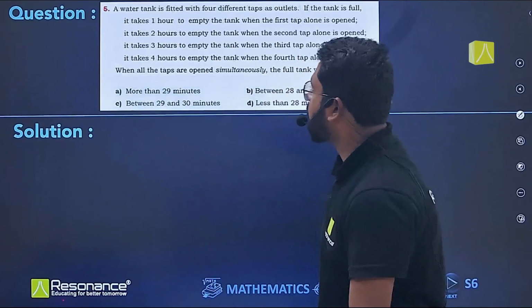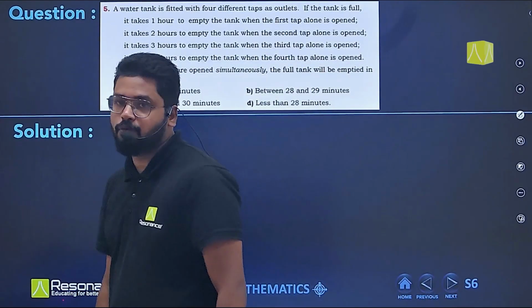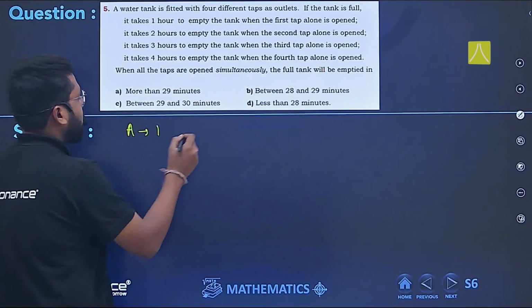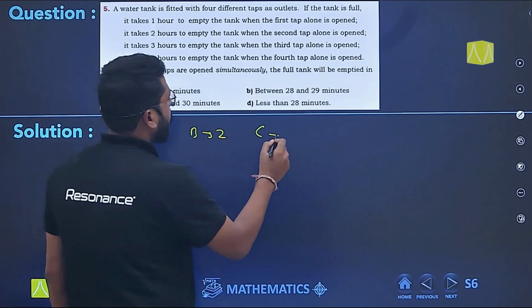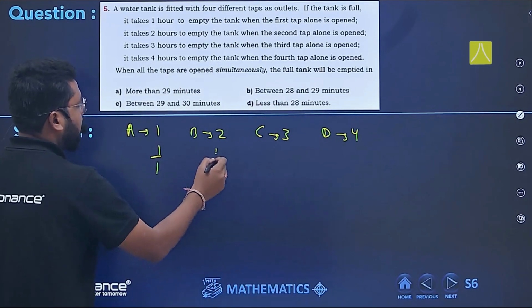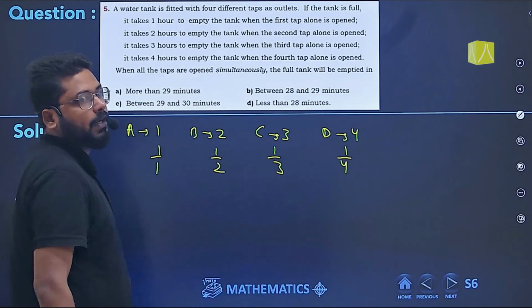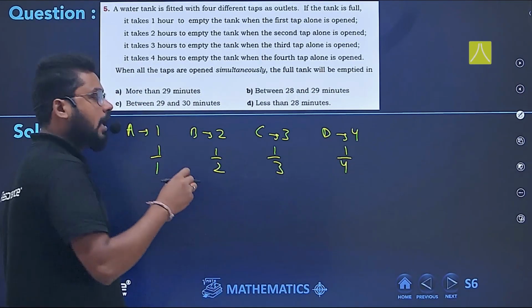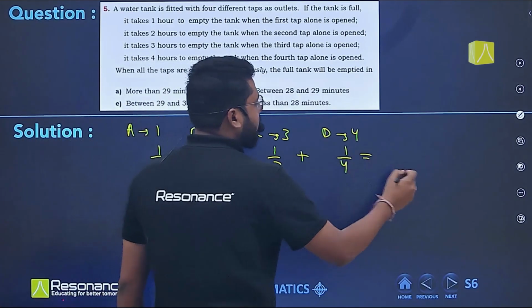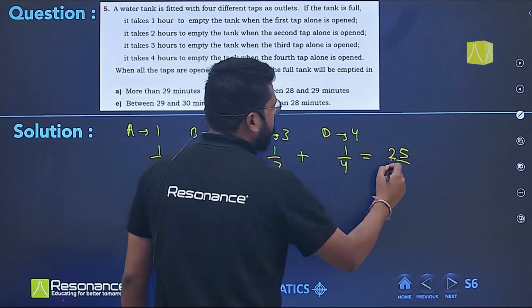Now the next question, fifth, is a water tank is fitted with 4 different taps as outlet. If the tank is full, first pipe A takes 1 hour, B takes 2 hours, C takes 3 hours, and D takes 4 hours. So their 1 hour work will be 1 by 1, 1 by 2, 1 by 3, and 1 by 4. And if they are opened simultaneously, then we'll add their 1 hour work. Okay. So if you take LCM, so you'll get 25 by 12 as their 1 hour work.